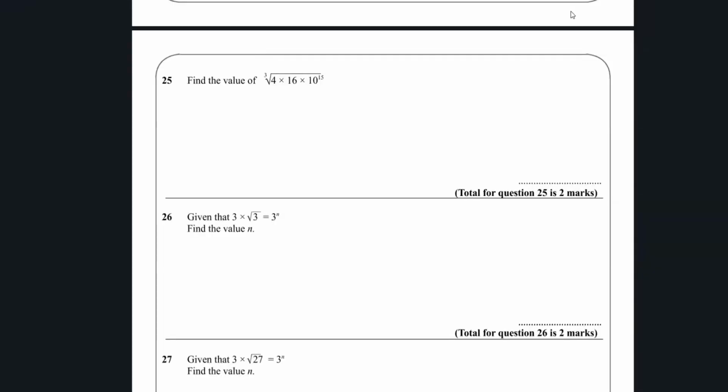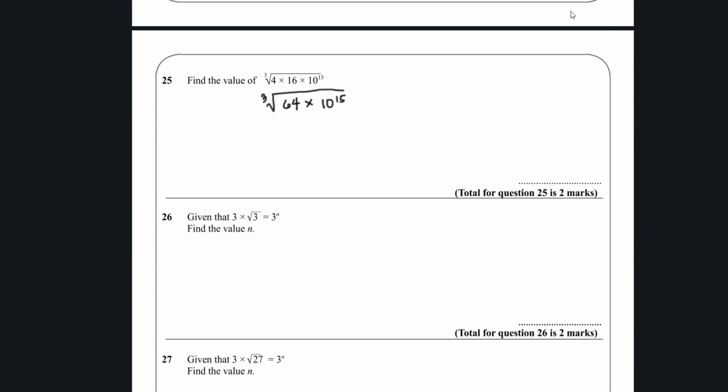Hi guys, so we are here to discuss the last two pages of the GCSE questions, focusing on the fractional negative indices. So for this question right here, we have the cube root of 4 times 16 times 10 to the power of 15. Now, there are multiple ways of solving this, but we'll go with the shortest one. Now, we know that 4 times 16 is 64. And we just write 10 to the power of 15 again.